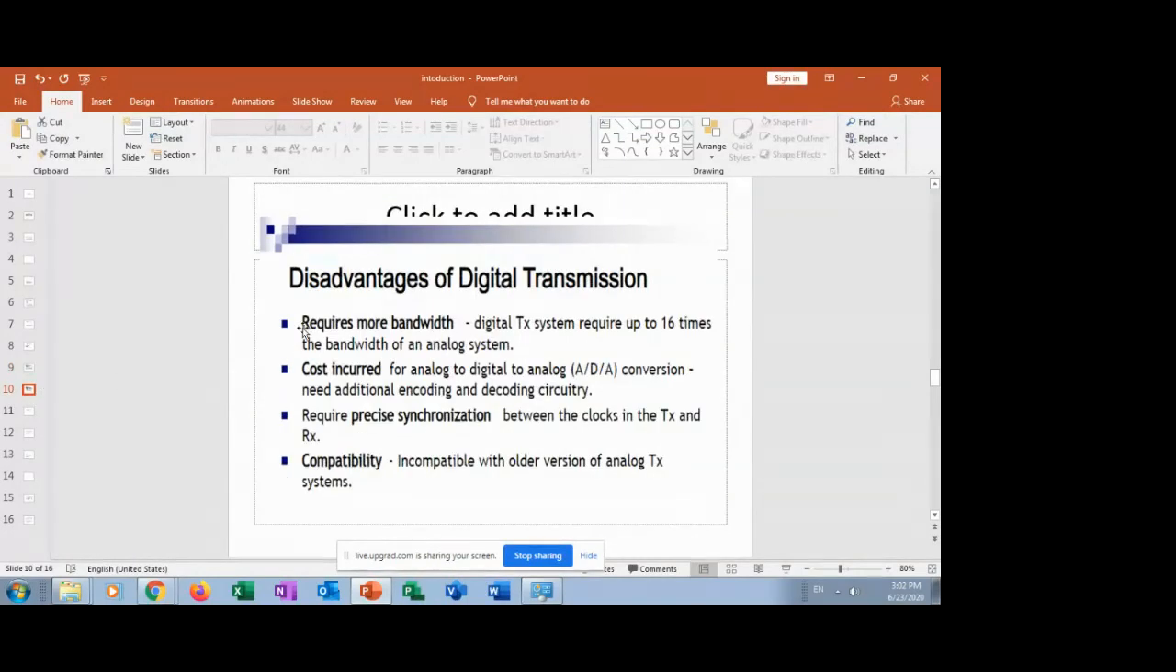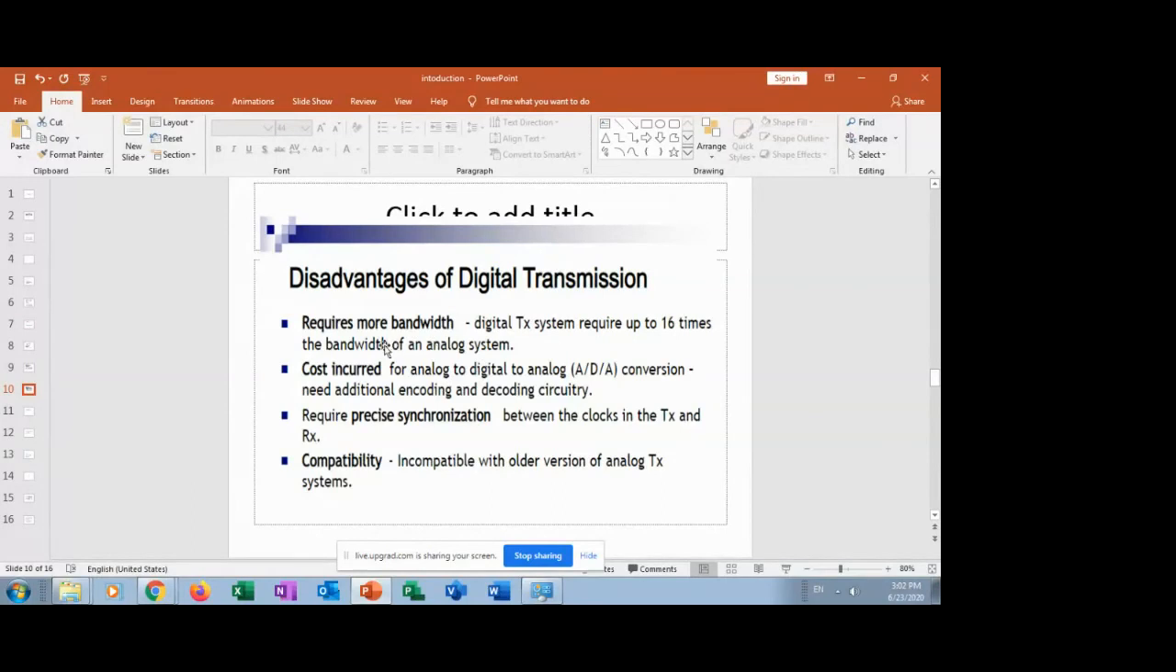Now let's see some disadvantages of the digital transmission. Not that much of a disadvantage as compared to analog communication, but let's see. The compatibility: it is incompatible with the older version of the analog transmitter system. Obviously, the data is in digital format, so if you are using the old version of the analog transmitter, it won't work.